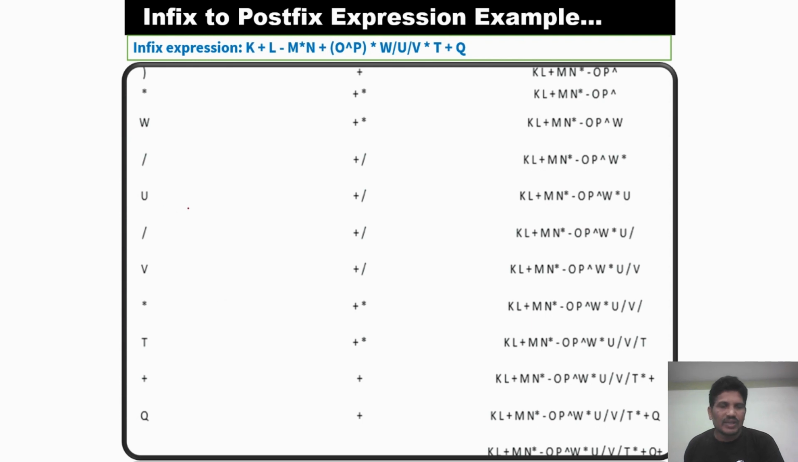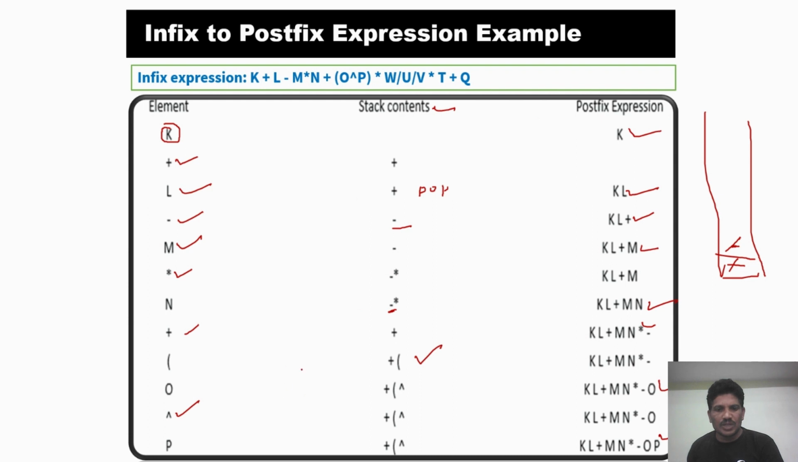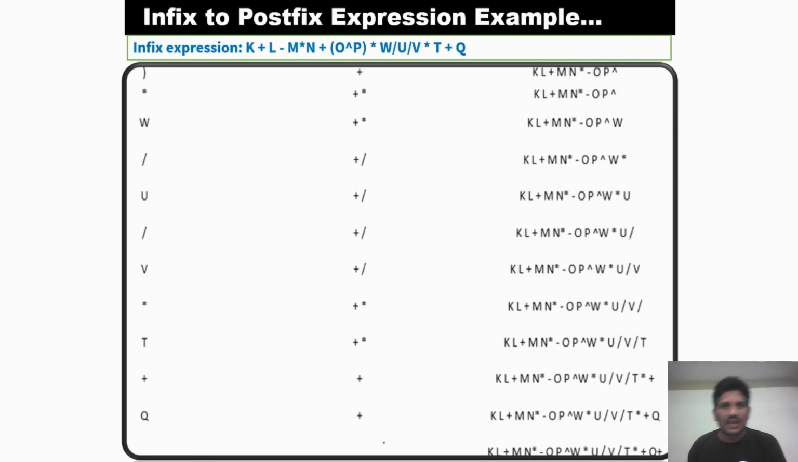The next one, what is the next one? Closing parenthesis. Whenever a closing parenthesis is found, we pop until the opening parenthesis is found in the stack. Here, what are the elements to be popped from the stack? The cap symbol can be popped from the stack. Then the open parenthesis is found, then we stop. That's why the cap symbol has been popped, and then we add it into the postfix expression. Check it over here.